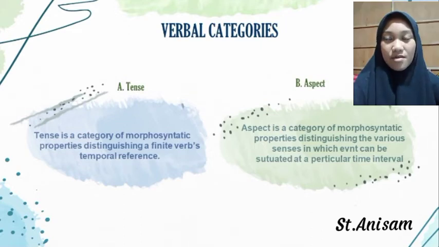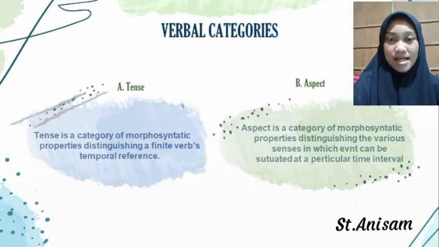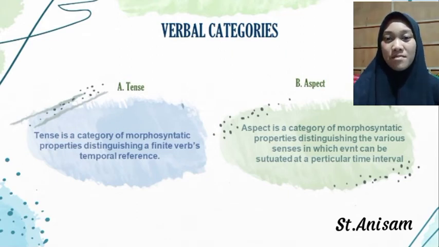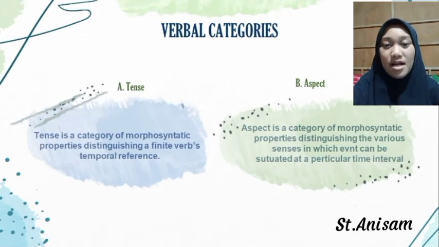Okay, there are four parts of verbal categories. The first one is tense. Tense is a category of morphosyntactic properties distinguishing a finite verb's temporal reference. In Latin, for instance, verbs inflect for three tenses: past, present, and future. It is the relationship between the form of the verb and the time of the action stated or described.